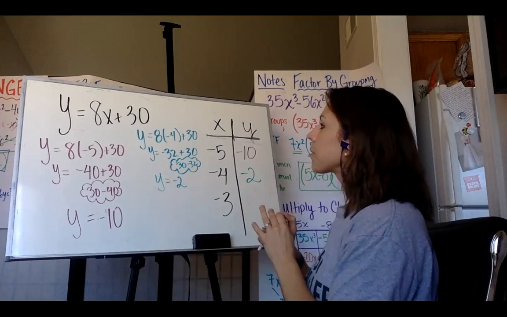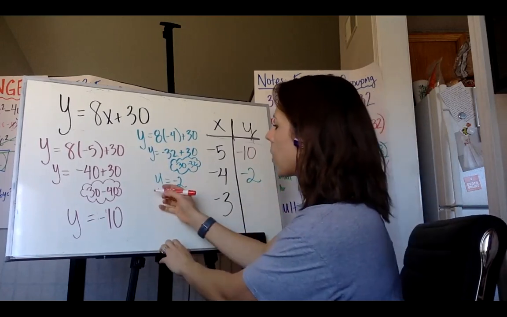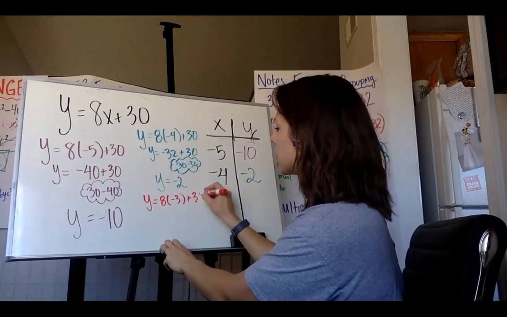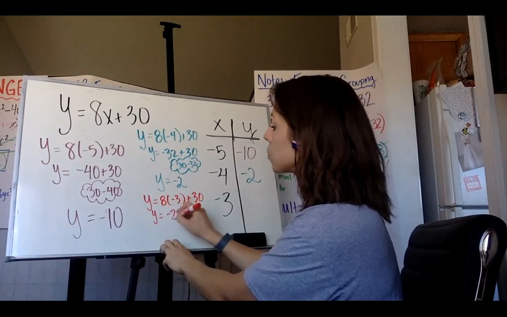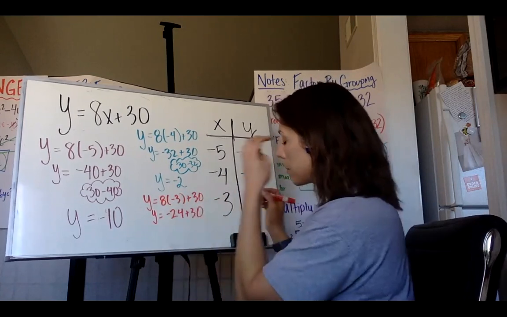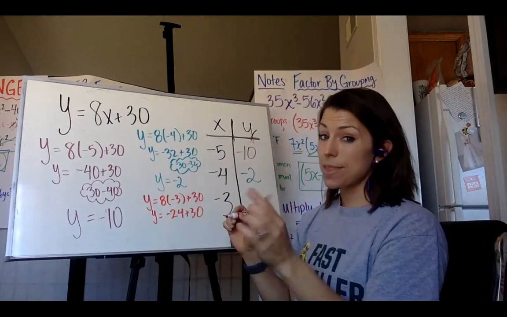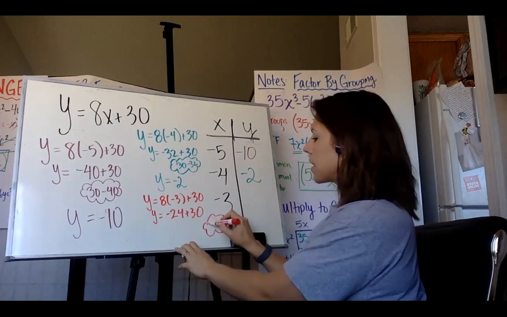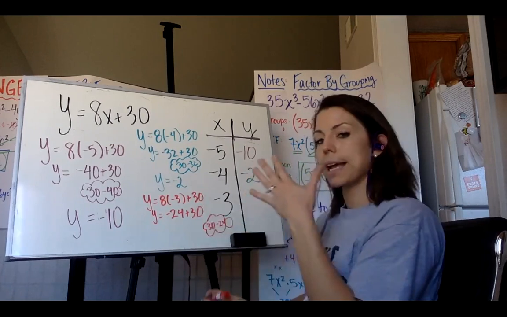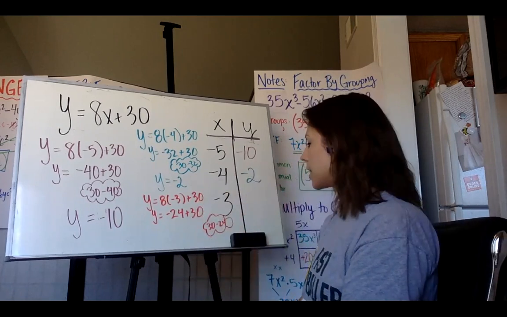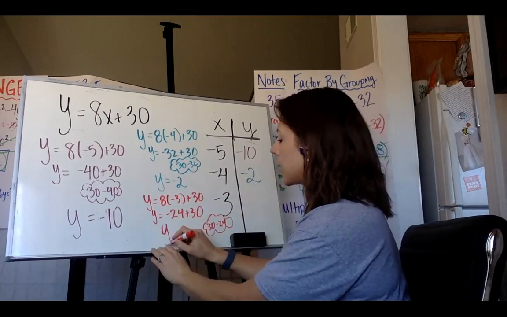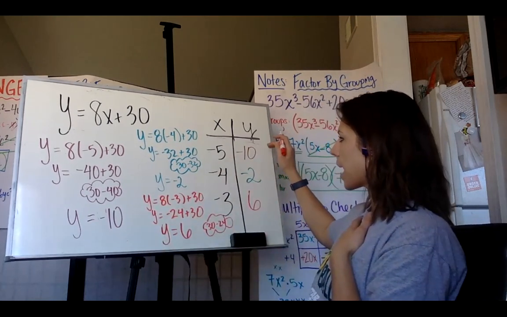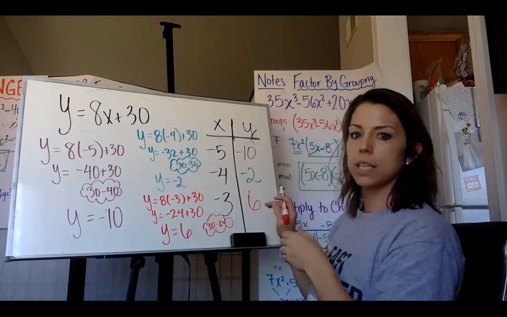Last one, negative 3. So y equals 8 times negative 3 plus 30. That's negative 24 plus 30. Again, I'm thinking of that as 30 minus 24, because adding a negative is equivalent to subtracting a positive, which I know is 6. So if my math is correct, my answers are negative 10, negative 2, and 6.